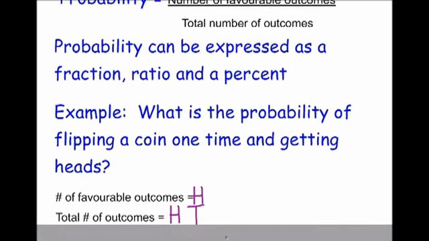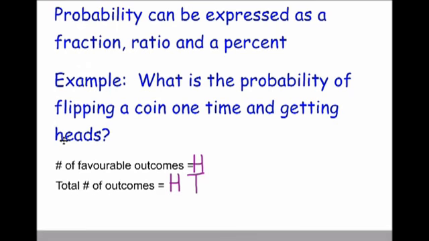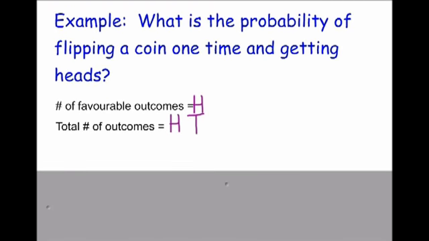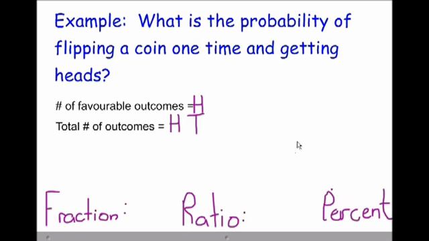So with that being said, we need to find our probability. Our probability would be favorable outcomes over total number of outcomes, and we're going to write it as a fraction, as a ratio, and as a percent. So looking at this here, as a fraction, favorable outcomes is 1. There's only 1. Total number of outcomes is 2.